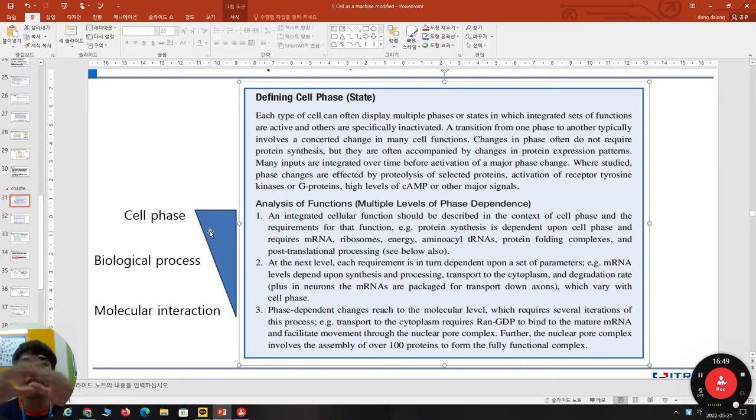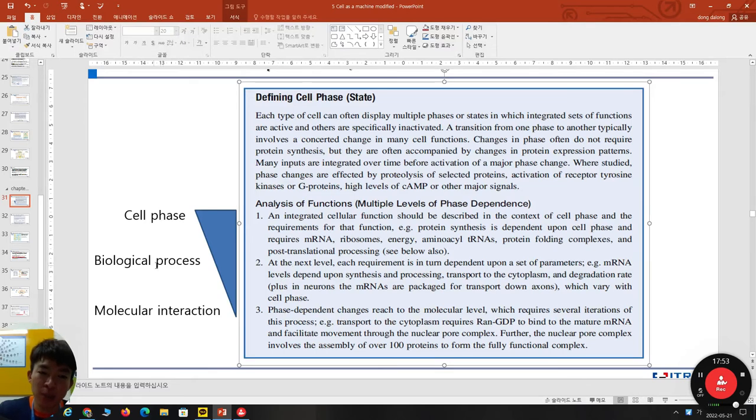And then next, we determine my cell. I culture them in G1 phase, and then the next level is: in G1 phase, what biological process happens? At the next level, each requirement is in turn dependent on a set of parameters. For example, mRNA level depends on synthesis and processing, transport to the cytoplasm, and degradation rate, which vary with cell phase. In the cell phase, protein synthesis, mRNA, and ribosomes are required. And in this mRNA level, the biological process should change, and then what else should change? mRNA synthesis, transcription speed, or transportation through the nuclear pore. So they are already very different biological processes.